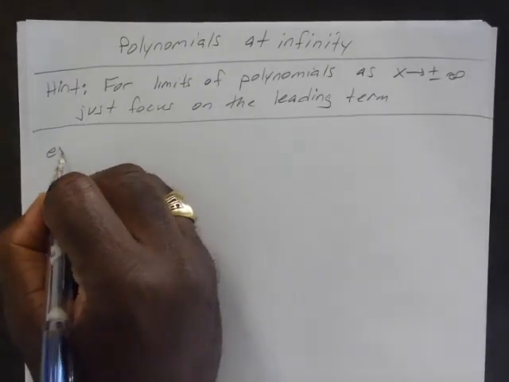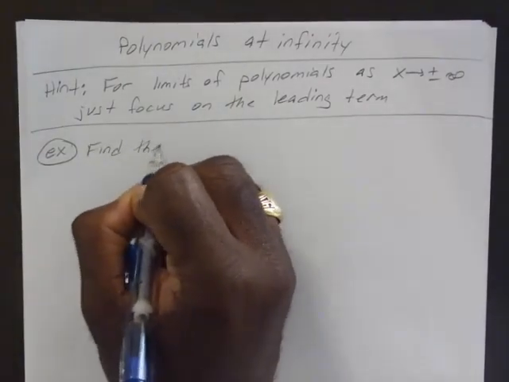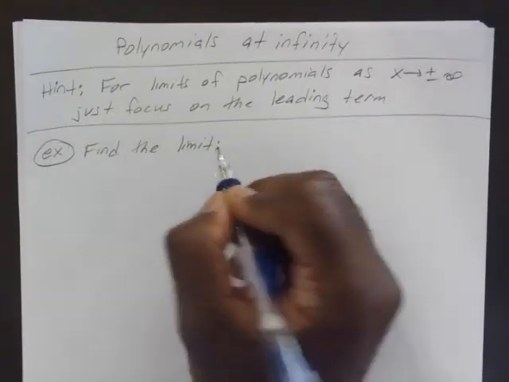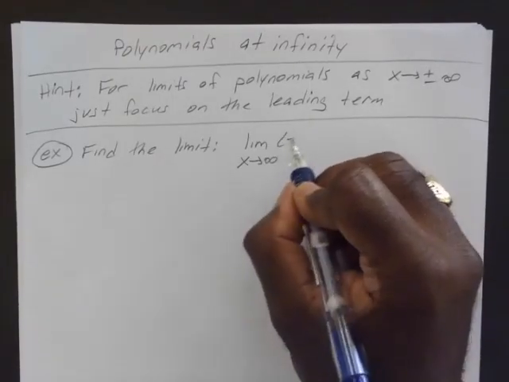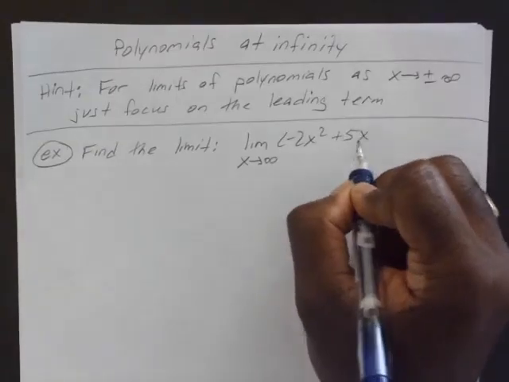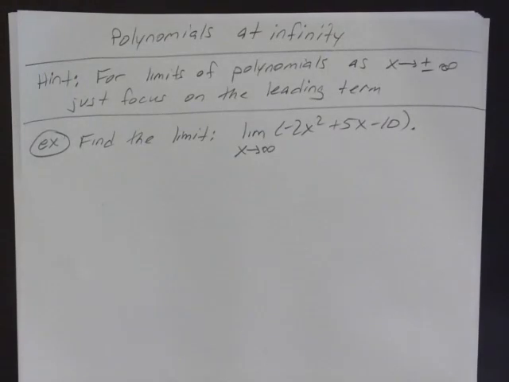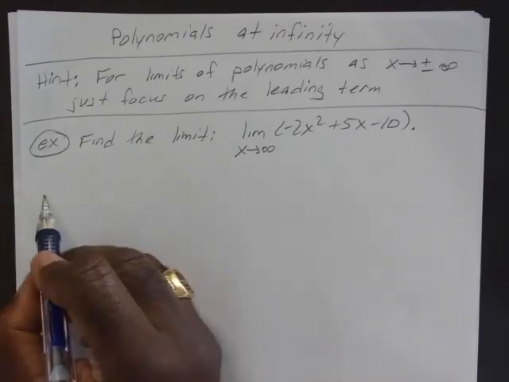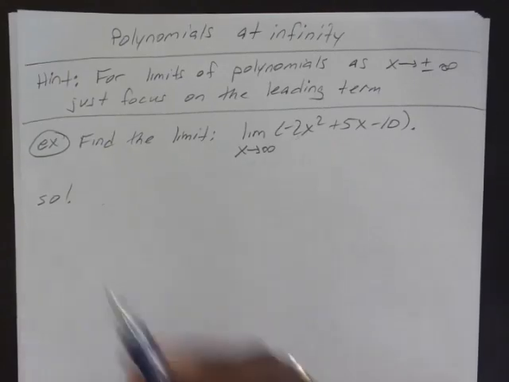Okay, so let's say, for example, we want to find the limit as x approaches infinity of negative 2x squared plus 5x minus 10. Okay, so remember, we're just going to focus on the leading term.